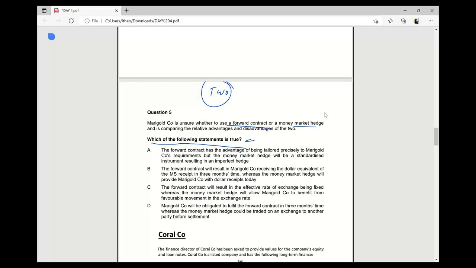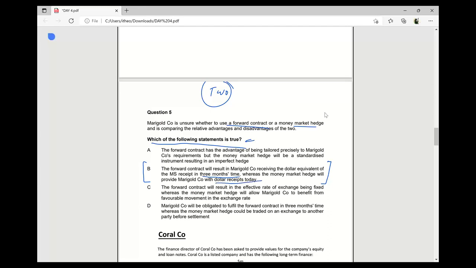If you read all four, the most clear-cut answer that's clearly mentioned in Kaplan is answer B. Read it carefully. The forward contract will result in Marigold receiving the dollar equivalent of receipts in 3 months, whereas the money market hedge will provide Marigold with dollar receipts today.